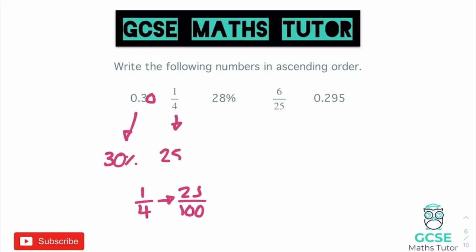Of course, if you just know that, that's fine as well. You don't have to show the working out for that as long as you're confident with it. Now the third one is already written as a percentage, so that's nice and easy, 28%. The next one's a fraction.